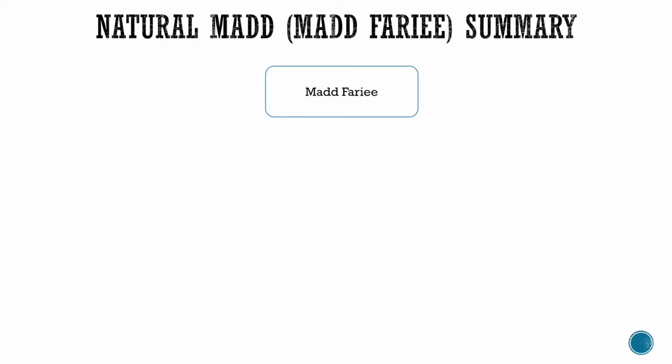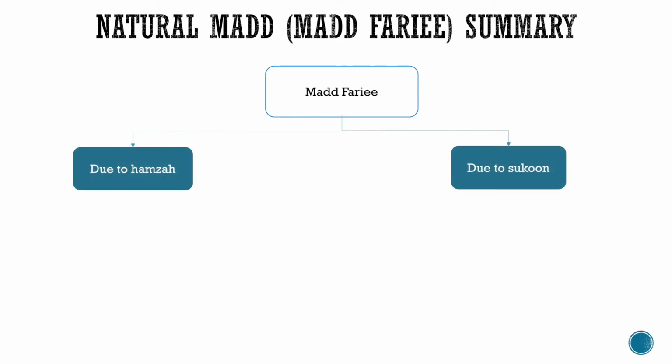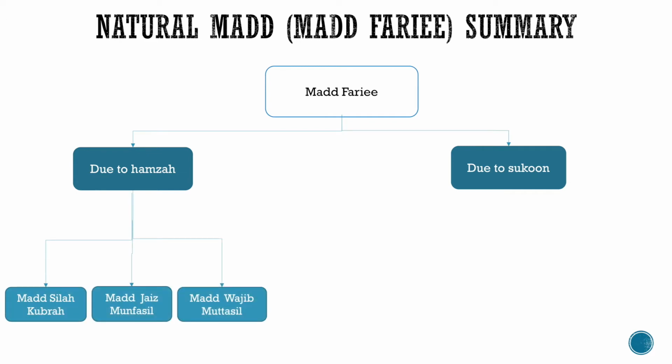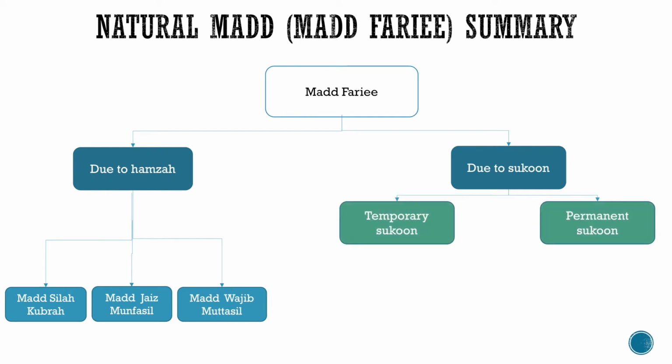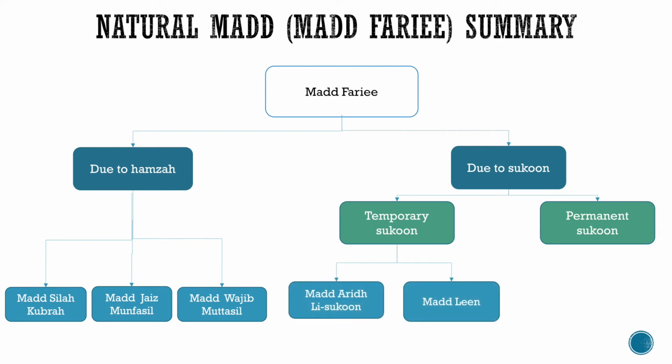As we have covered previously, Mad Fariee consists of 2 branches: Mad due to a Hamza and Mad due to a Sukoon. Mad due to a Hamza consists of 3 types of Mad: Mad Sila Kubra, Mad Jaiz Munfasil, and Mad Wajib Muttasil. Mad due to a Sukoon consists of 2 types: temporary Sukoon and permanent Sukoon. Temporary Sukoon consists of 2 more: Mad Arid Sukoon and Mad Leen, and the permanent Sukoon consists of Mad Lazim.